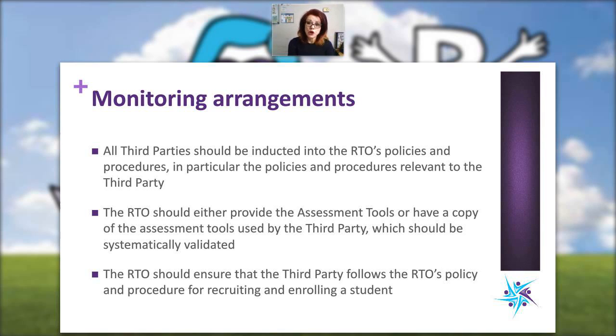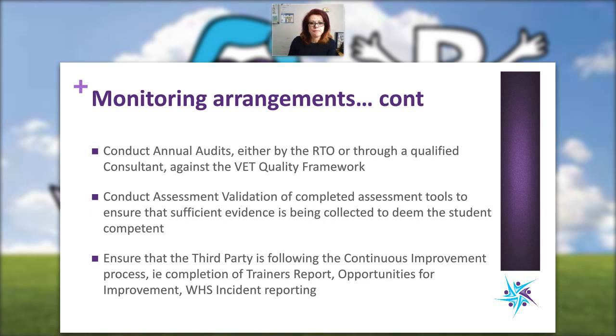The RTO should ensure that the third party follows the RTO's policies and procedures on recruiting and enrolling students into a course if they're doing the recruitment process. Continuing on for monitoring arrangements, you should conduct annual audits of the third party to ensure that they actually comply with the VET Quality Framework and the Standards for RTOs. It is your responsibility that you conduct those audits to ensure that they're compliant. That is the best way to ensure that third parties are complying with the requirements of the VET Quality Framework, by conducting annual audits.